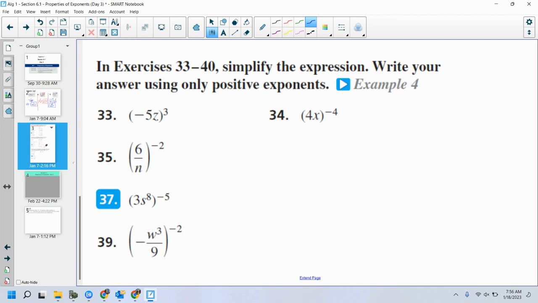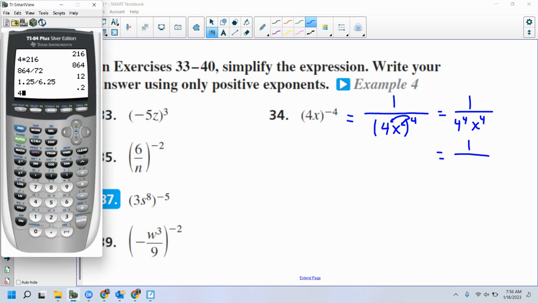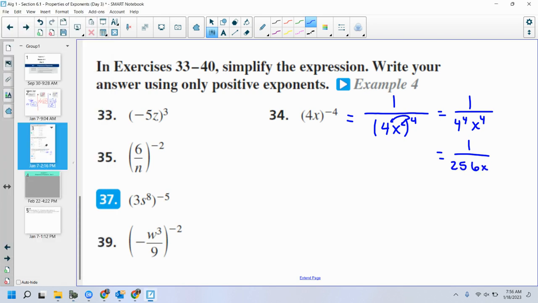So number 34 here. Very similar to one of my warm-up problems, right? I'm just going to take this 1 over 4x to the positive fourth power so far. Yeah, push it to the denominator. That's the negative exponent. And then distribute that fourth power in. So that's going to be 1 over 4 to the fourth x to the fourth. But then 4 to the fourth, got to evaluate that. 4 to the fourth is 256. X to the fourth. Make sense? What else do we need to see?